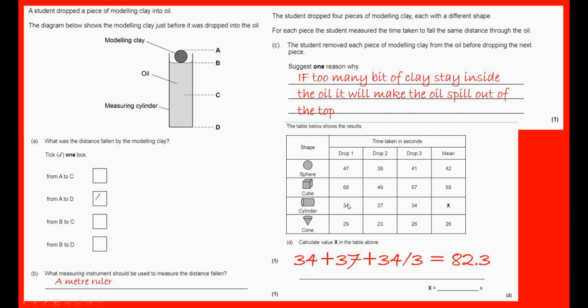Then we've got a table with the different shapes: a sphere, a cube, a cylinder, and a cone. We've got the time taken in seconds for it to drop, and they've done it 3 times: drop 1, drop 2, drop 3, and then we've got a mean column. We've got the whole results filled out for the sphere, the cube, and the cone, but not the cylinder. We need to find that missing mean, and this is how the student has done it. They've done 34 plus 37 plus 34 divided by 3 to give 82.3.